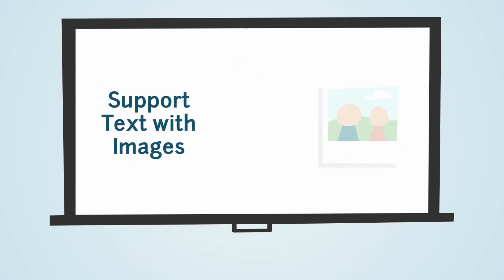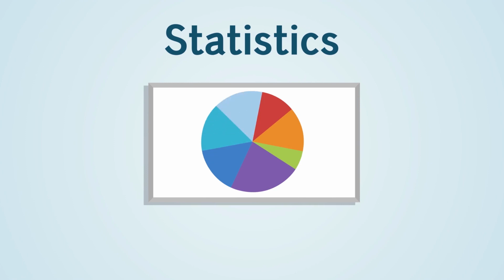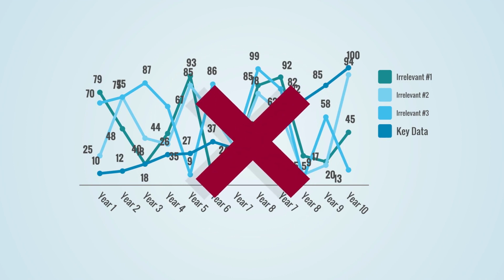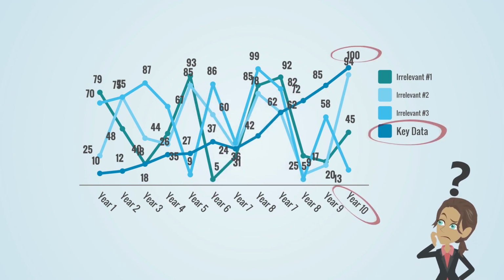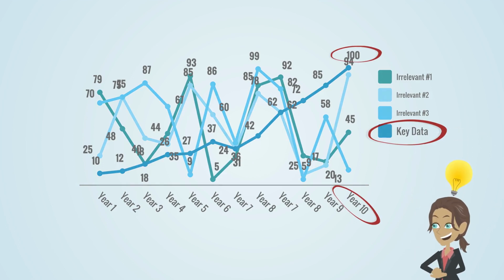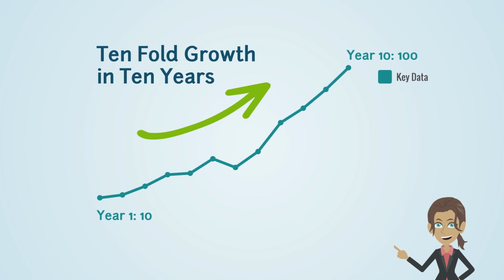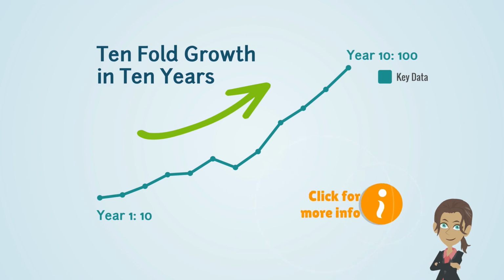Additionally, it's good to support text with images where appropriate, but be sure that the image holds some relevance to the content on the slide. When using statistics in your presentation, avoid putting up complicated data tables and charts unless absolutely necessary, and instead ask yourself, how much does the audience need to know for this presentation? You might find you can distill the key information into a much simpler, more easily digestible visual. Remember, you can always add links or more information for curious souls to explore later in more detail.